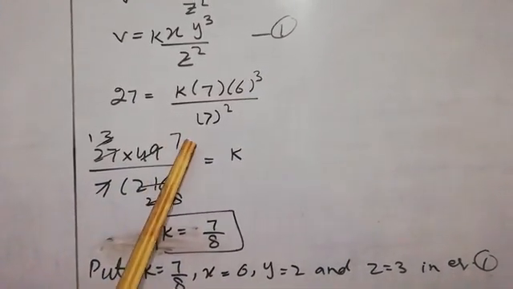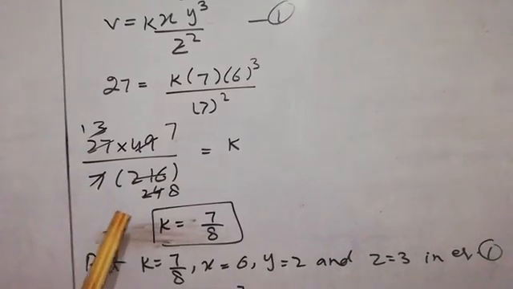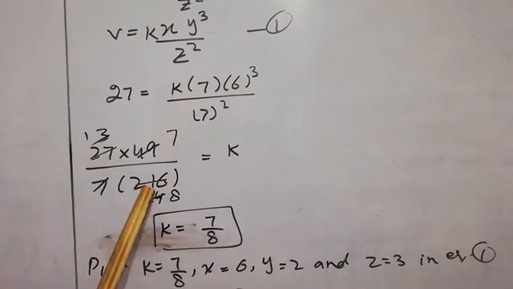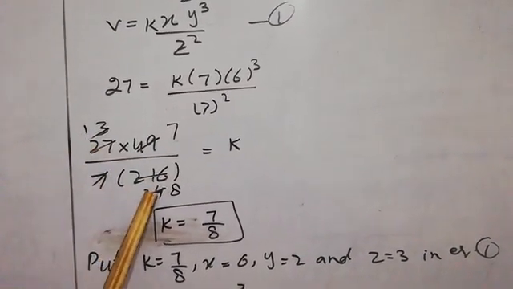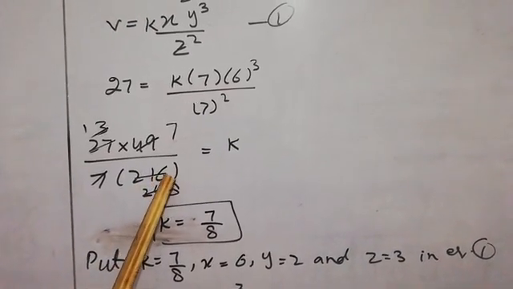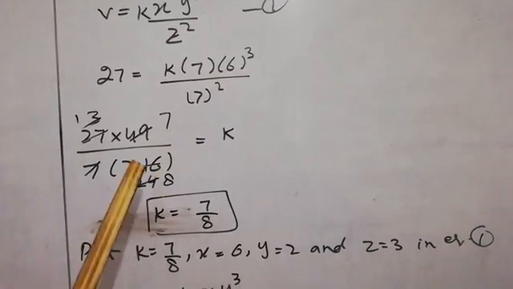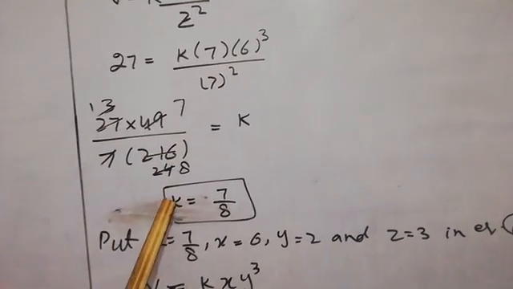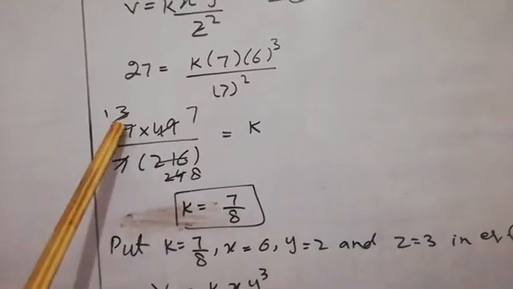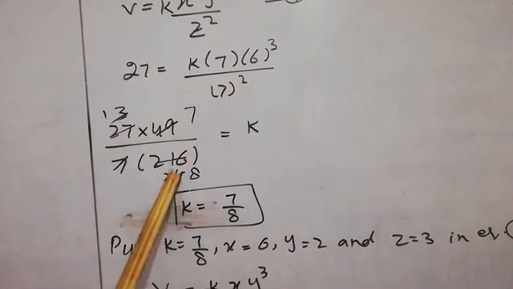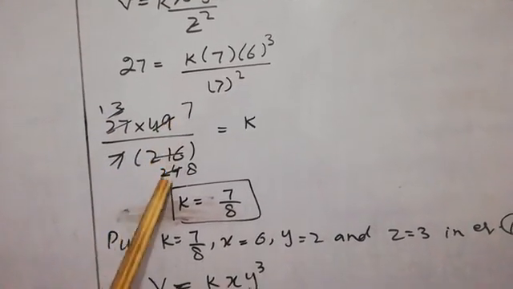7 ones are 7, 7 sevens are 49. These will be cancelled. Now we will cancel these values by 9. 9 threes are 27, 9 twos are 18, 3 carries, it becomes 36. So 9 fours are 36. So this is again divisible. 3 ones are 3, 3 eights are 24. So the value of k is 7 by 8.